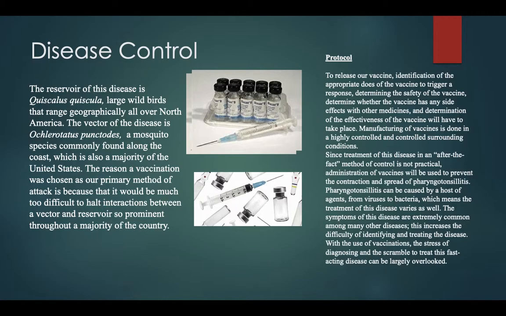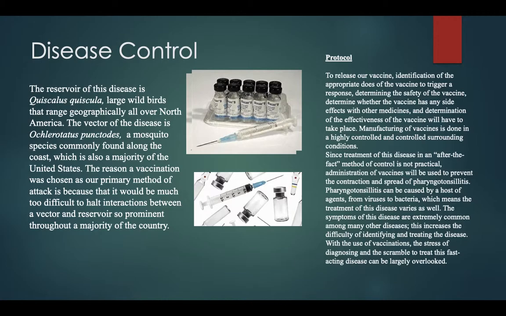Manufacturing of the vaccine is done in highly controlled settings. Since treatment of the disease is an after-the-fact method of control and is not practical, administration of the vaccines will be used to prevent the contraction and spread of pharyngeal tonsillitis. Pharyngeal tonsillitis can be caused by a host of agents, from virus to bacteria, which means the treatment of the disease varies as well. The symptoms of the disease are extremely common among many other diseases, and this increases the difficulty of identifying and treating the disease.